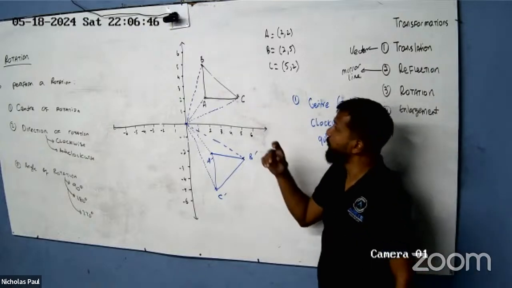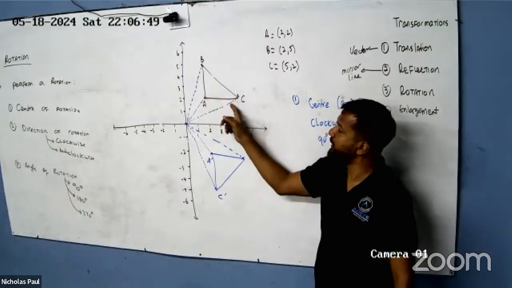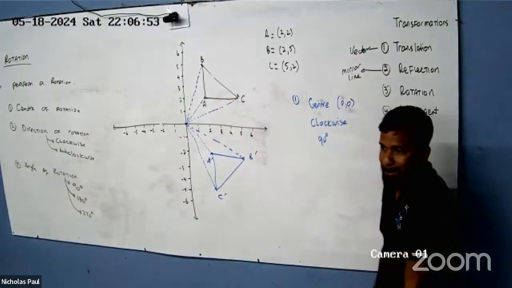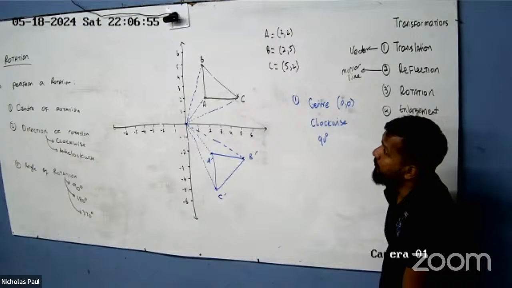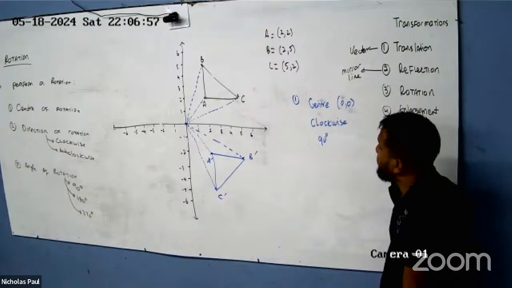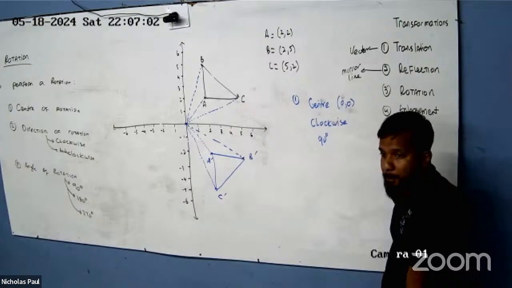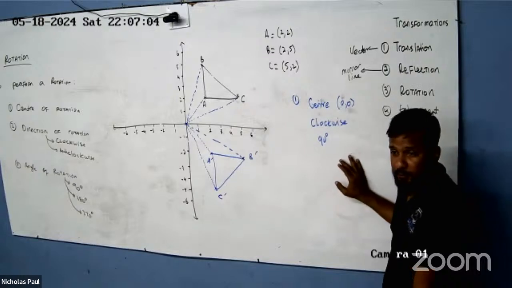So we just rotate this triangle ABC clockwise 90 degrees. Are you okay with that? Noria, are you there? Everybody okay with this?